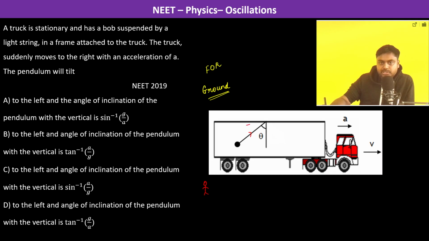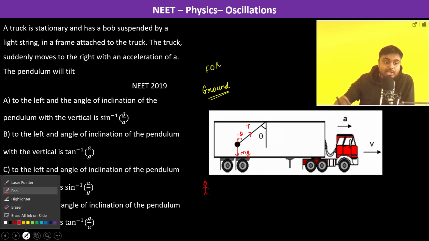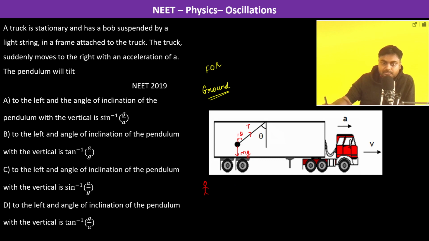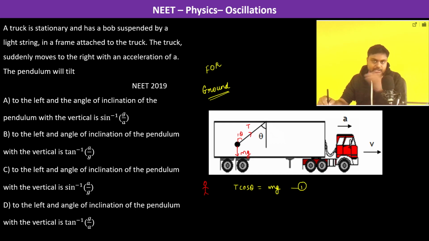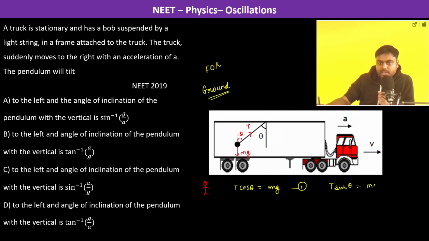So there is T and this is mg. So therefore now this is theta. Since there is equilibrium in y direction, so therefore it's going to be T cos theta is equal to mg, and there is acceleration a in the forward direction, so therefore T sin theta is going to be ma.